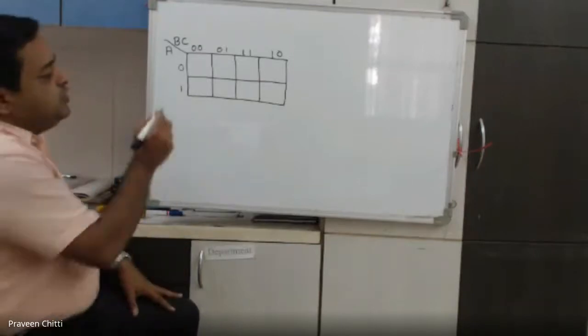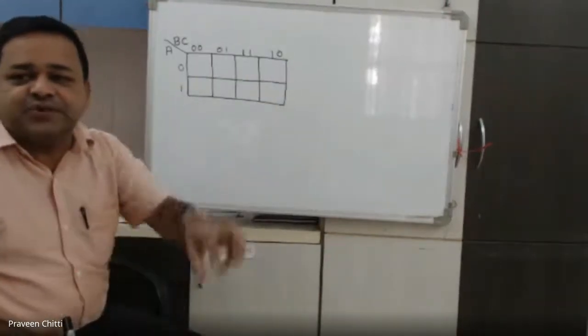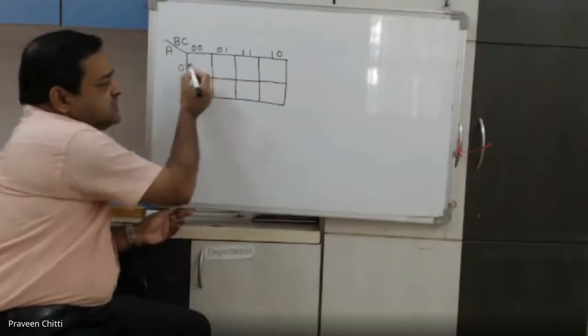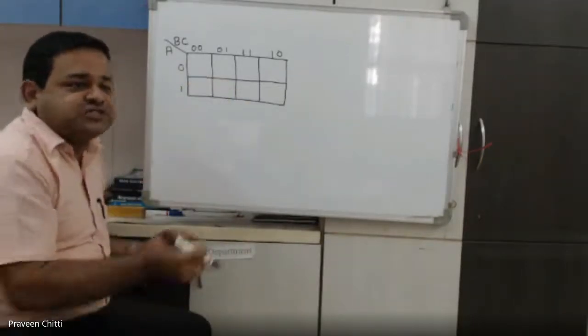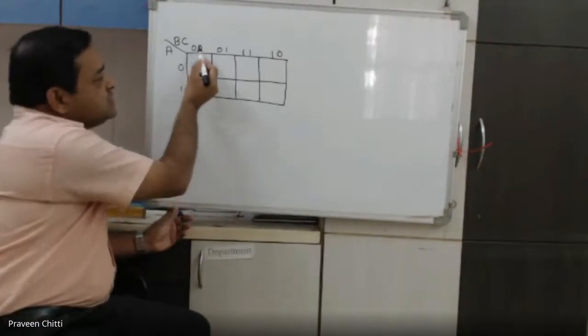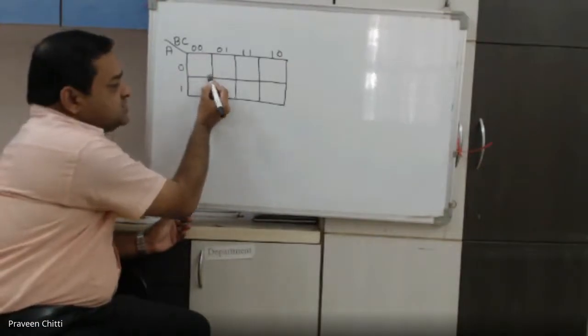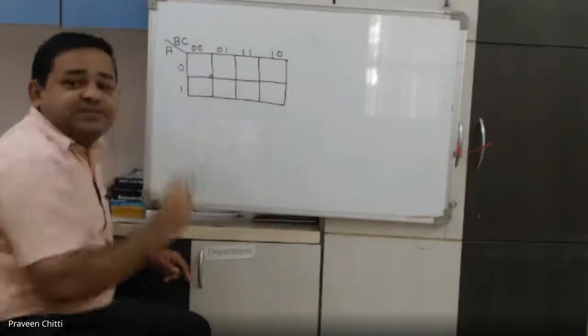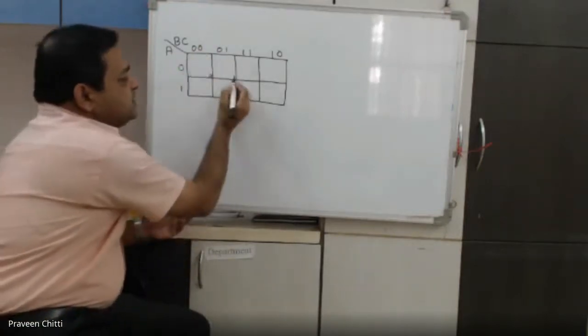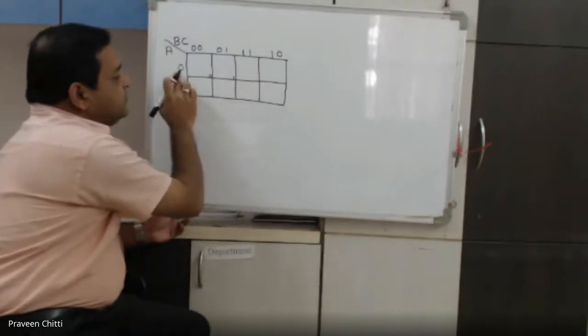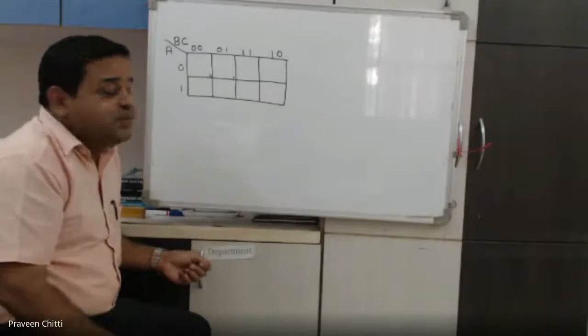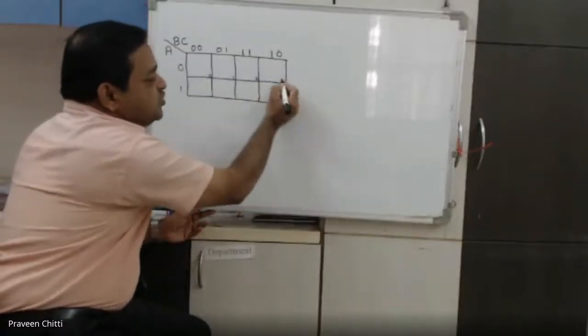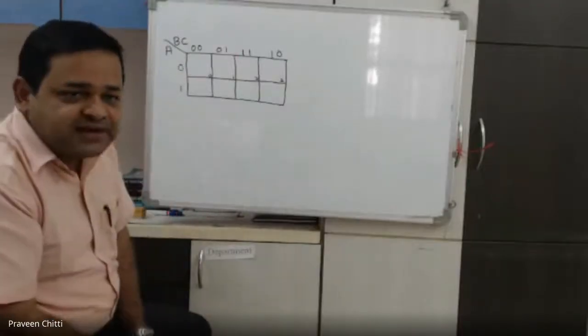Okay, fine. Now you have to number each cell, like it is the address for that particular cell. Can you tell me what will be the address for this cell? What are the values of A, B, C? A is 0, B is 0, C is 0. So this is numbered 0. Next, 0 0 1 is 1. Next, 0 1 1 is 3. Then 0 1 0 is 2. That's all. You have to write the decimal equivalent of that binary number.